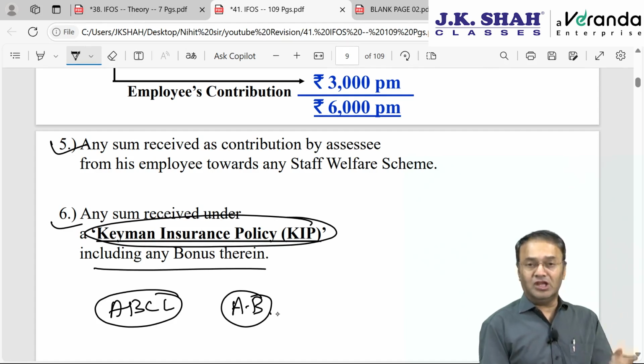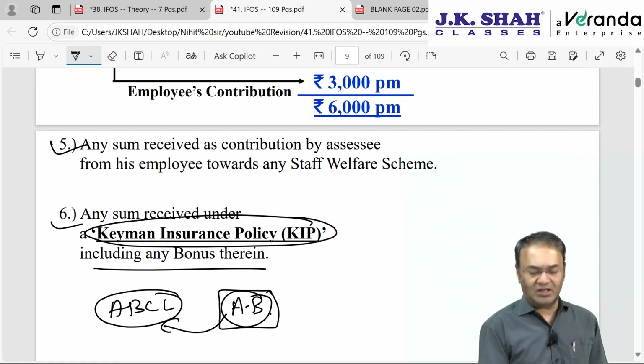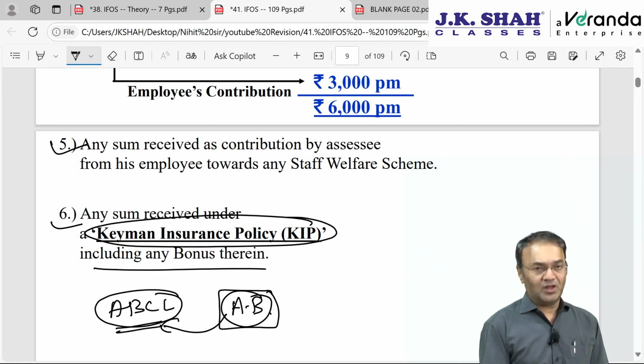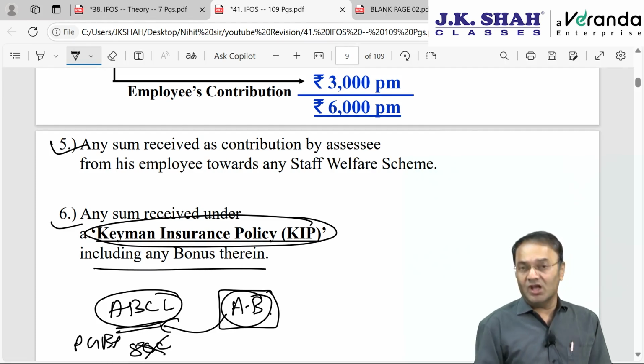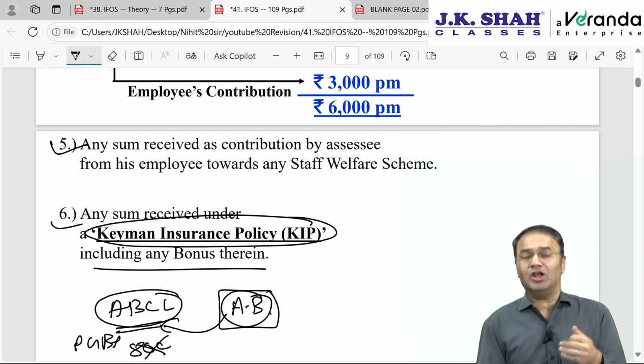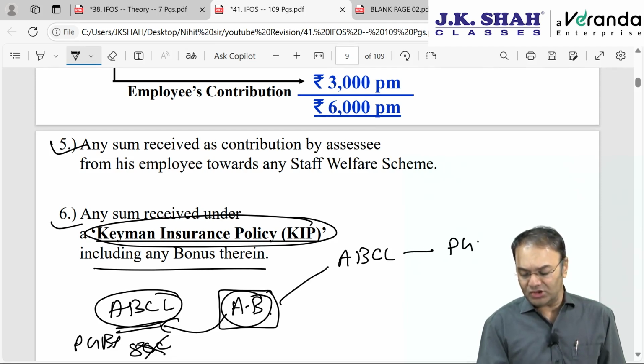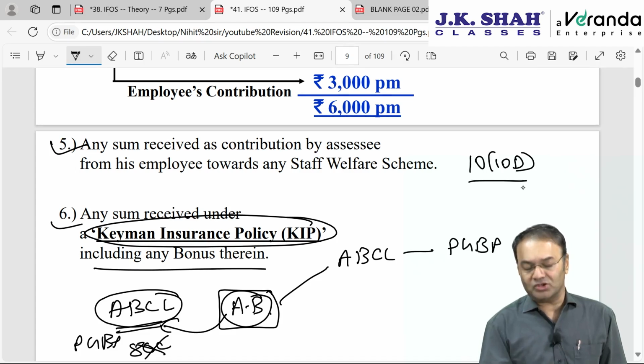If the premium he himself pays, then that's a regular policy. But if his policy premium is paid by ABCL, then that's a Keyman insurance policy. Whatever premium is paid will be allowed as a deduction under the head PGBP to ABCL and not under ATC. It will be allowed as a deduction under the head PGBP, fully allowed. Later on, when the policy matures, depending upon in whose hands the policy matures, the policy can ideally mature in the hands of ABCL. If in their hands it matures, the maturity proceeds will not be eligible for exemption under 10(10D). Maturity proceeds of a Keyman insurance policy are always fully taxable.